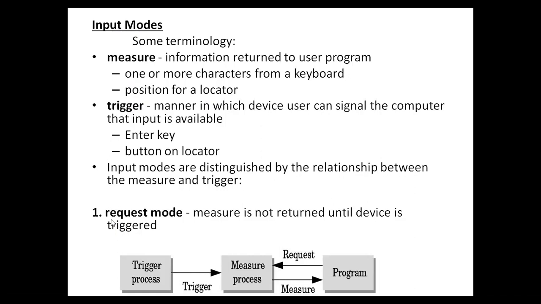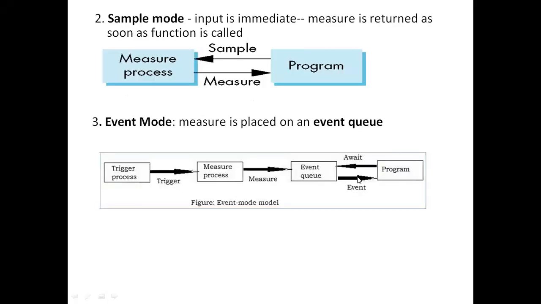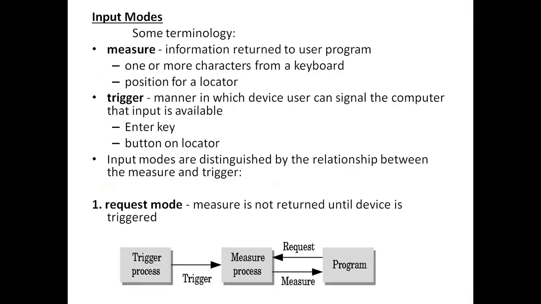The first mode is request mode. In the examination they will directly ask, explain request mode. The second one is sample mode, and the third one is event mode. Fine? They will directly ask this for 8 marks, or they will ask, explain different types of input modes. The first type of input mode is request mode.